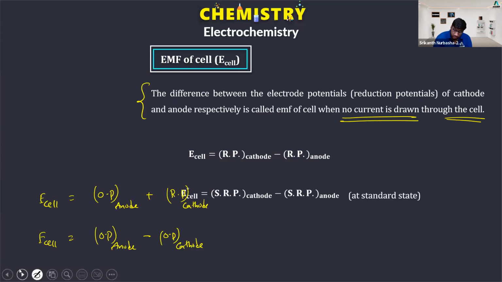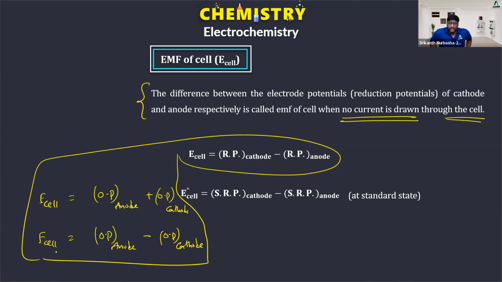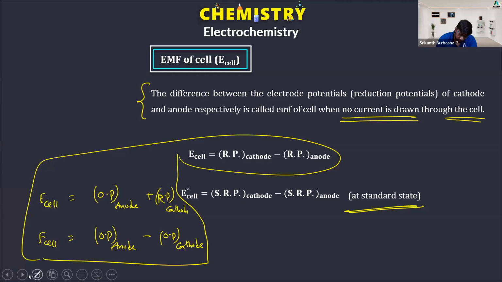Yes or no? The EMF of cell you can write as reduction potential of cathode minus reduction potential of anode. It is also oxidation potential of anode plus reduction potential of cathode, or oxidation potential of anode minus oxidation potential of cathode. Under standard conditions, you will use E naught of cell, equal to standard reduction potential of cathode minus standard reduction potential of anode. Is everything clear, students, so far? Yes, sir. Very good.